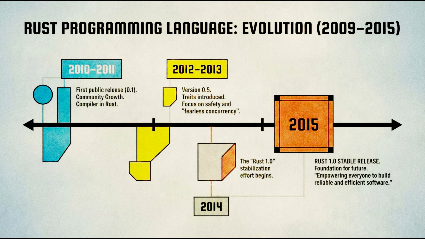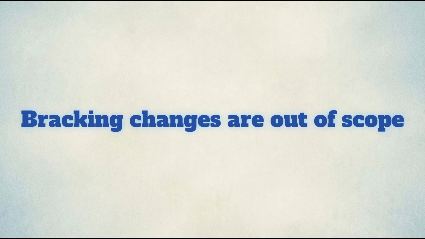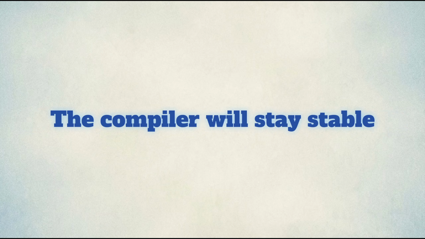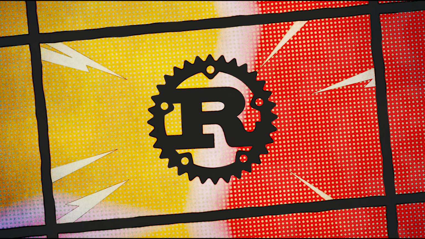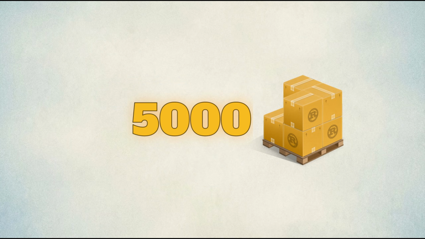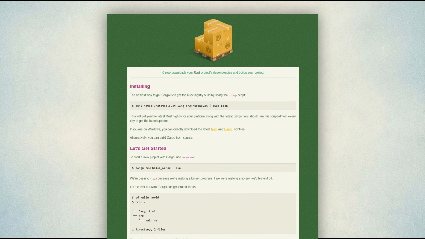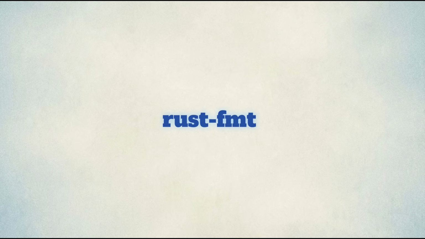And then, on May 15th, 2015, it happened. Rust 1.0 was released, and with it came a promise, a sacred promise. From this point forward, the Rust team announced, breaking changes are out of scope. The compiler will stay stable. Your code will work. That was a magic moment. That was when Rust became real. The compiler had 1,400 contributors. There were already 5,000 third-party libraries. The package manager Cargo was elegant as hell and beloved. The tooling, rustfmt for formatting and Clippy for linting, was world-class.